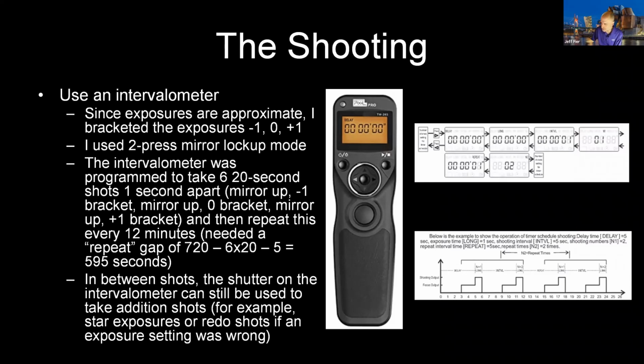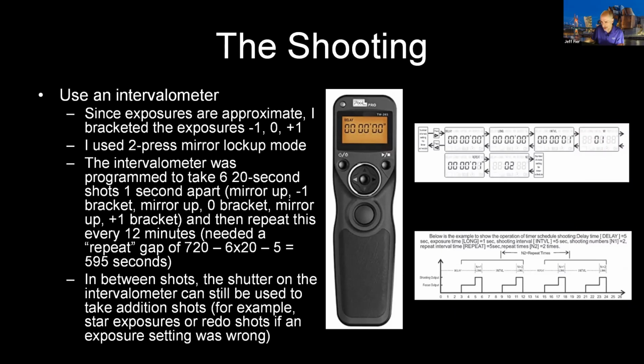Okay. The only complicated aspect in programming the intervalometer was that for the outer loop, if you want it 12 minutes apart, you don't just say, put it 12 minutes apart. You have to tell it what the gap is between the ending of the inner loop and the beginning of the next occurrence in the outer loop. And so I had to just do a calculation of that. 12 minutes is 720 seconds. I had 6 20-second exposures.